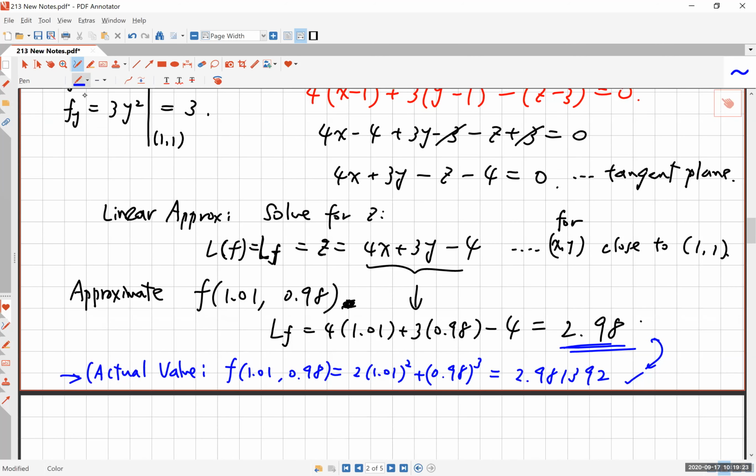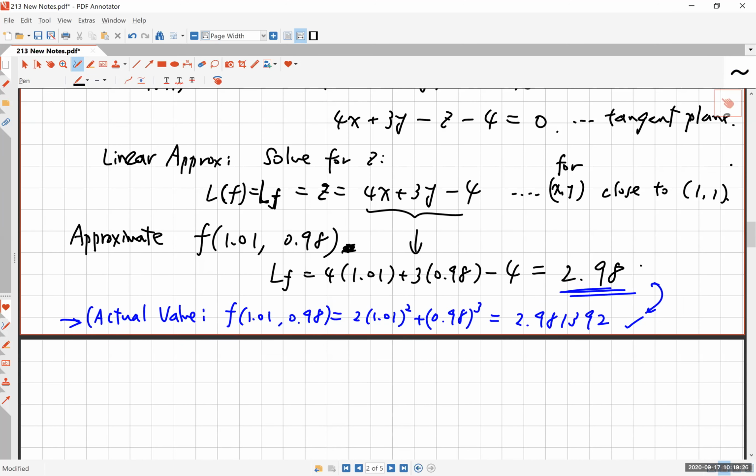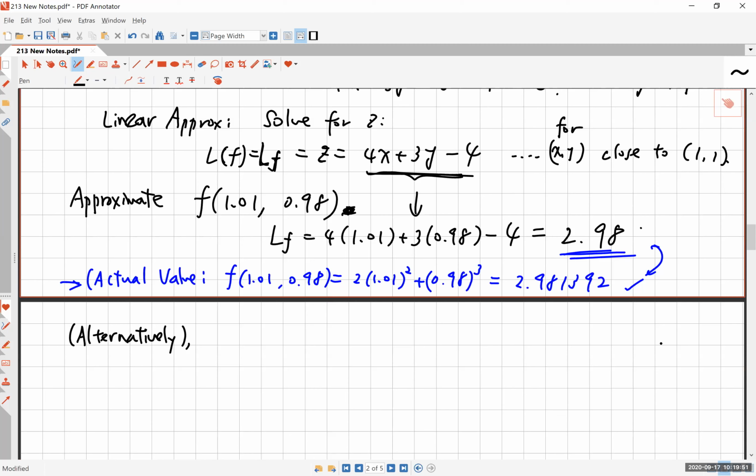There's yet another way of doing this, which is a little more enlightening. We just substituted the new x and y values into the linearization equation, which is the tangent plane. But there is another, maybe nice way of doing this. Alternatively, this is something else you can do, and maybe this will be helpful. Remember, f of (1, 1) happens to be 3, right?